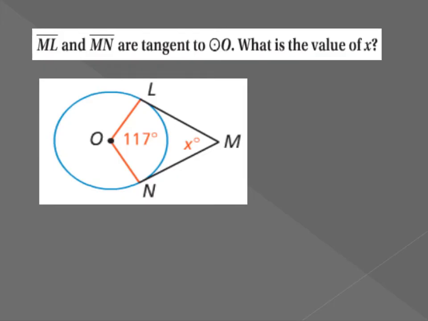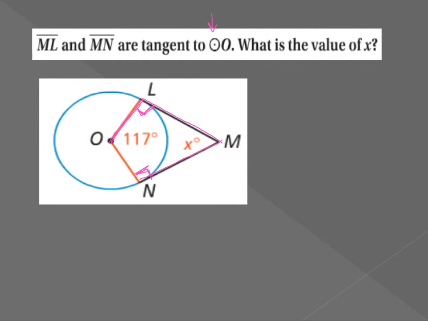So my first problem says ML and MN are both tangent to a circle. This means circle O. What's the value of x? Well, OL right here, that's the radius, so that means this creates a 90-degree angle because it's at the point of tangency, and this creates a 90-degree angle. Since I have those two create a 90-degree angle, I can set up an equation.